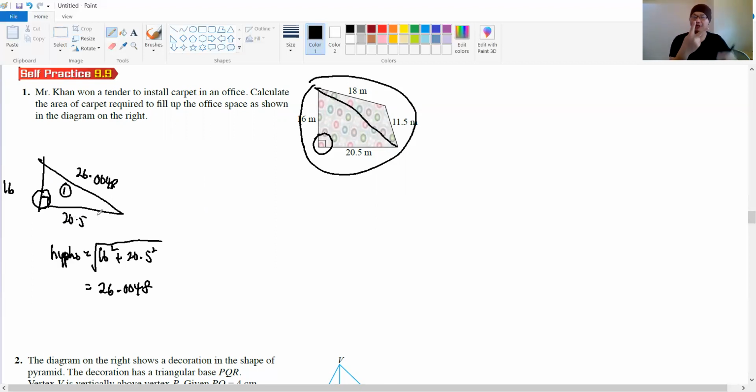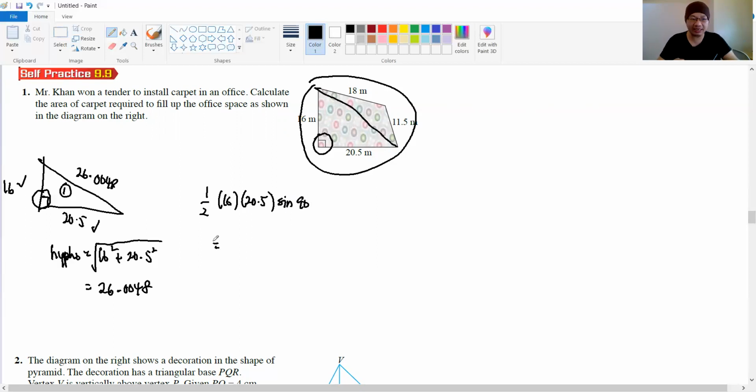According to the V shape, we must have the length on the left, the length on the right, and the angle in between them. So we have the length on the left 16, on the right 20.5, and angle 90. So use the simple formula: 1 over 2, 16, 20.5, sine 90.